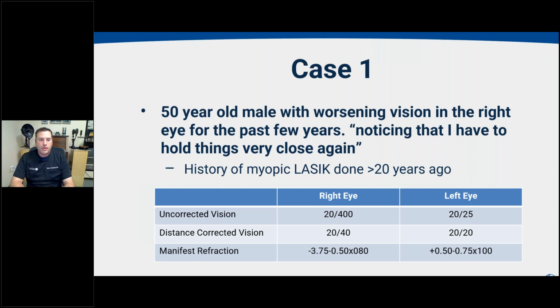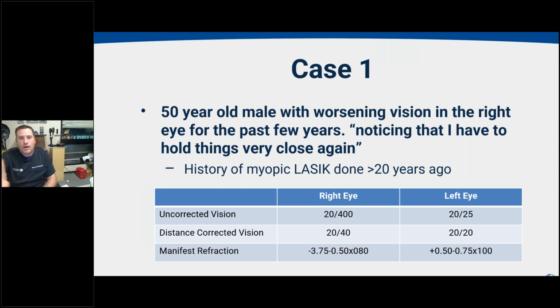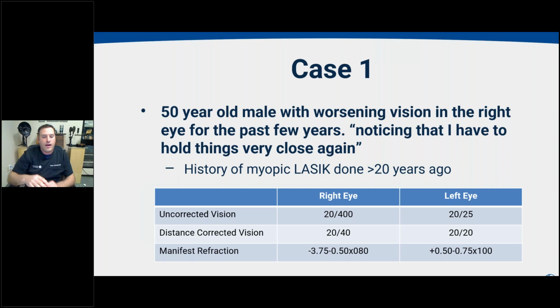So his only really notable history is a history of myopic LASIK that was done over 20 years ago at this point. And when we look at his refraction, left eye looks very solid, really no refraction to speak of, 20/25 uncorrected, still 20/20 with correction. But in his right eye, his uncorrected vision has dropped to 20/400, with correction only to 20/40, and a spherical equivalent now of -4 with minimal astigmatism in his refraction.